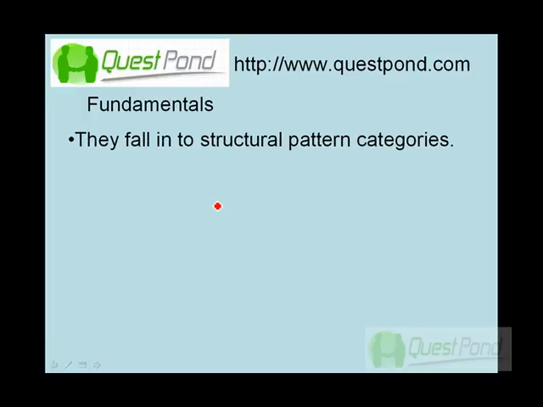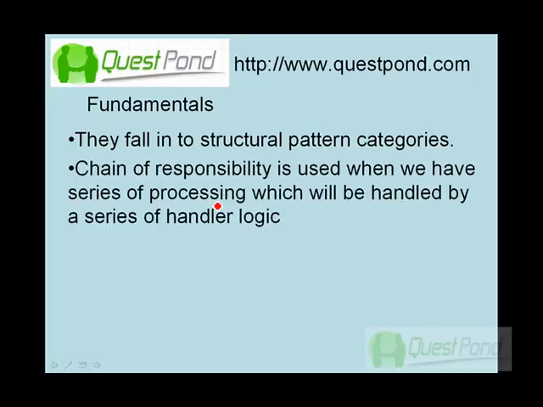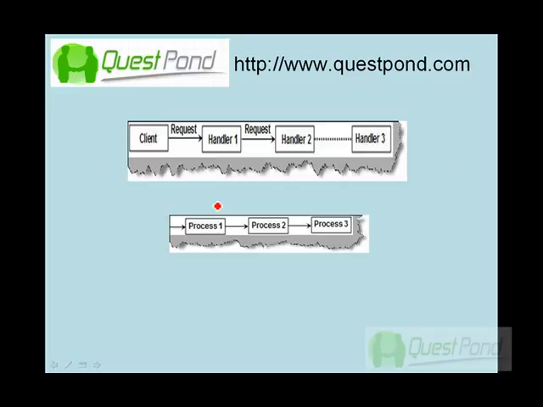So first thing, fundamentals. They fall into the structural pattern category. As said previously, structural patterns are those patterns which help you solve the structural architecture issues of your class design of your software. Chain of responsibility is used when you have to do a series of processing, and for that you have a series of handler logic. Let me explain this in detail.